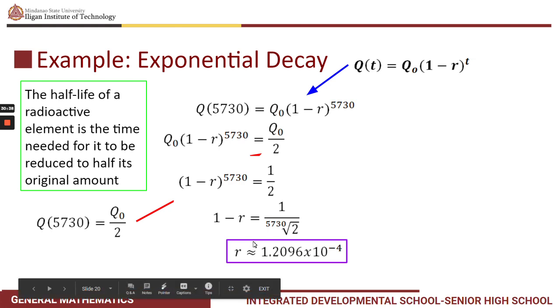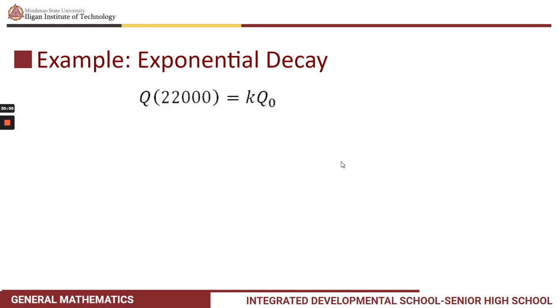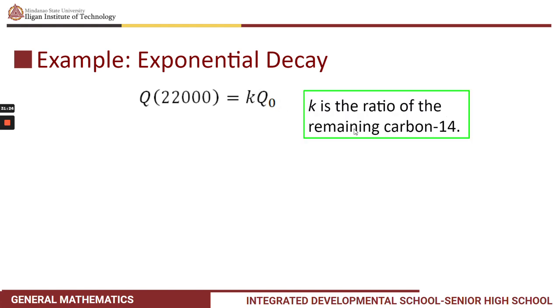However, we're not trying to solve for the rate. We're actually trying to solve for the percentage left of carbon-14. So what will we do? We're not trying to solve for the rate, but we need the rate to solve the problem. So we know that it is assumed that the fossil or the skeletons are 22,000 years old when they were found. So Q of 22,000 should be equal to K of Q sub 0, where Q sub 0 is our initial, right? K here is the ratio of the remaining carbon-14. So if we were able to find K, we can get the percentage from that.